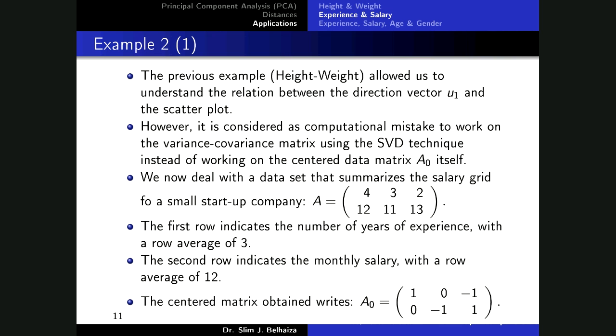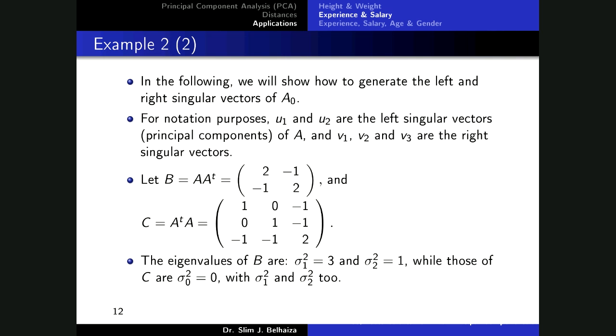So, next we are going to work on this matrix. In the following, we'll show how to create the left and right singular vectors of A0. For notation purposes, U1 and U2 are the left singular vectors, or principal components, of A0. And V1, V2 and V3 are the right singular vectors.